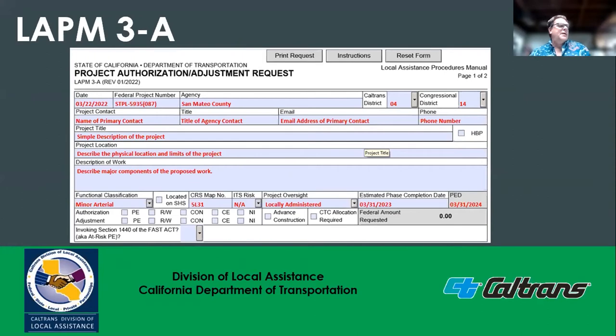Continuing on the LAPM 3A, what phase of work is being requested for, in this example, PE? One last field to be completed in this section is the project invoking Section 1440 at-risk PE. We will be discussing this option later in this presentation. For this example, we are not utilizing at-risk PE.